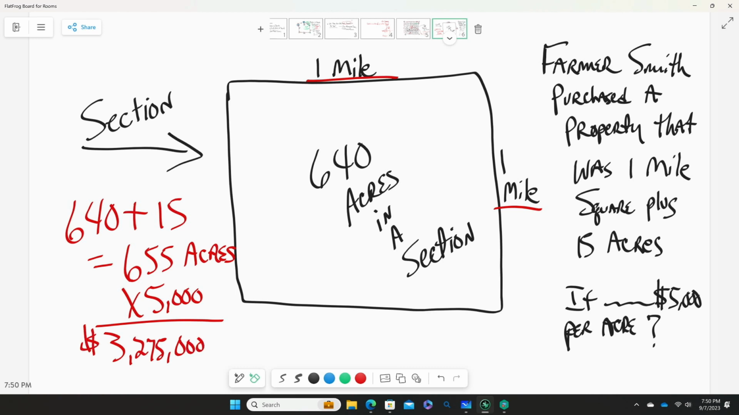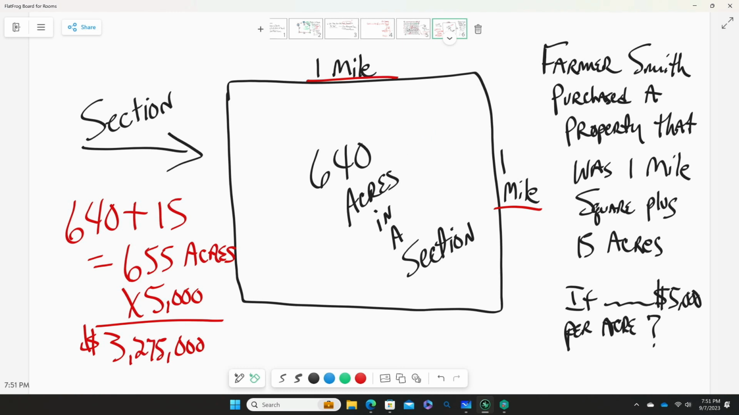They love that question, something similar to that. Or they could say, if Farmer Smith purchased 2 sections and 23 acres and he paid $5,000, what did he pay for it? Well, it would be 640 times 2, right? Or they could say Farmer Smith purchased section 14 and 20 acres. Or they could say Farmer Smith purchased section 10 and half of section 11 and 15 acres. Well, it would be 640 plus 320 because he purchased one section, half of another, plus whatever acreage it was. So see how you can work these?